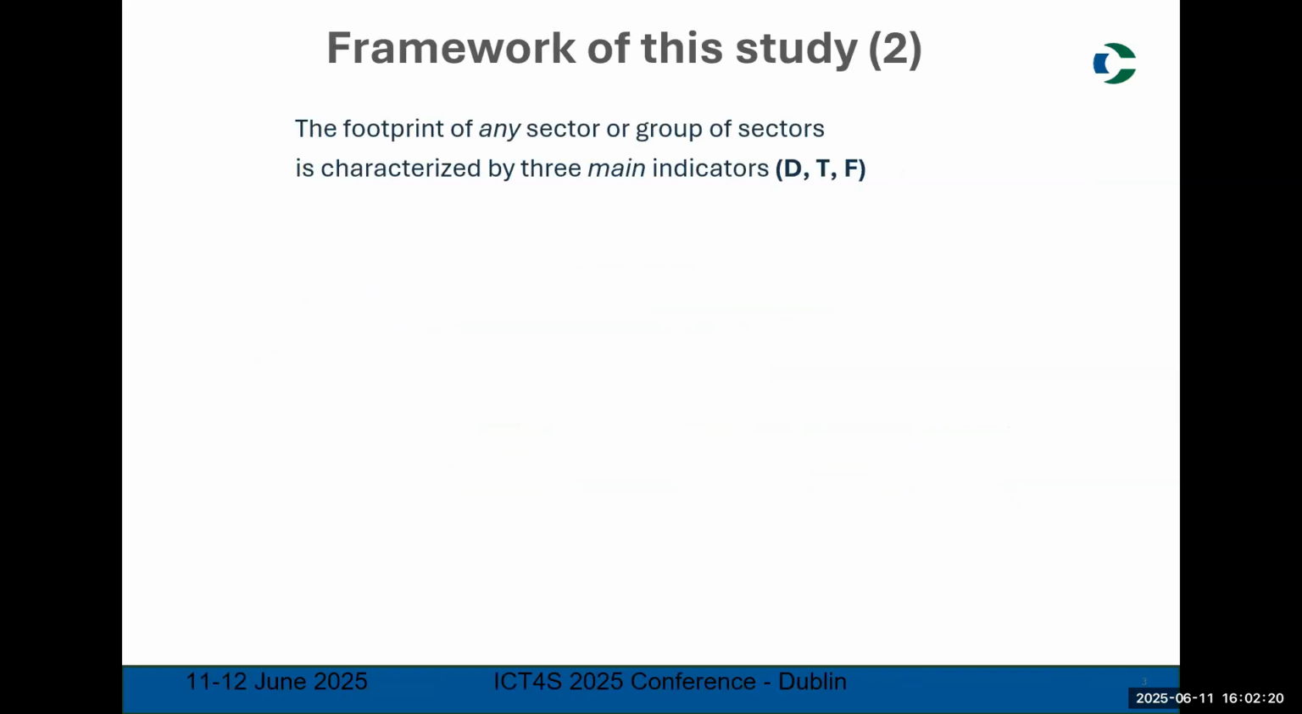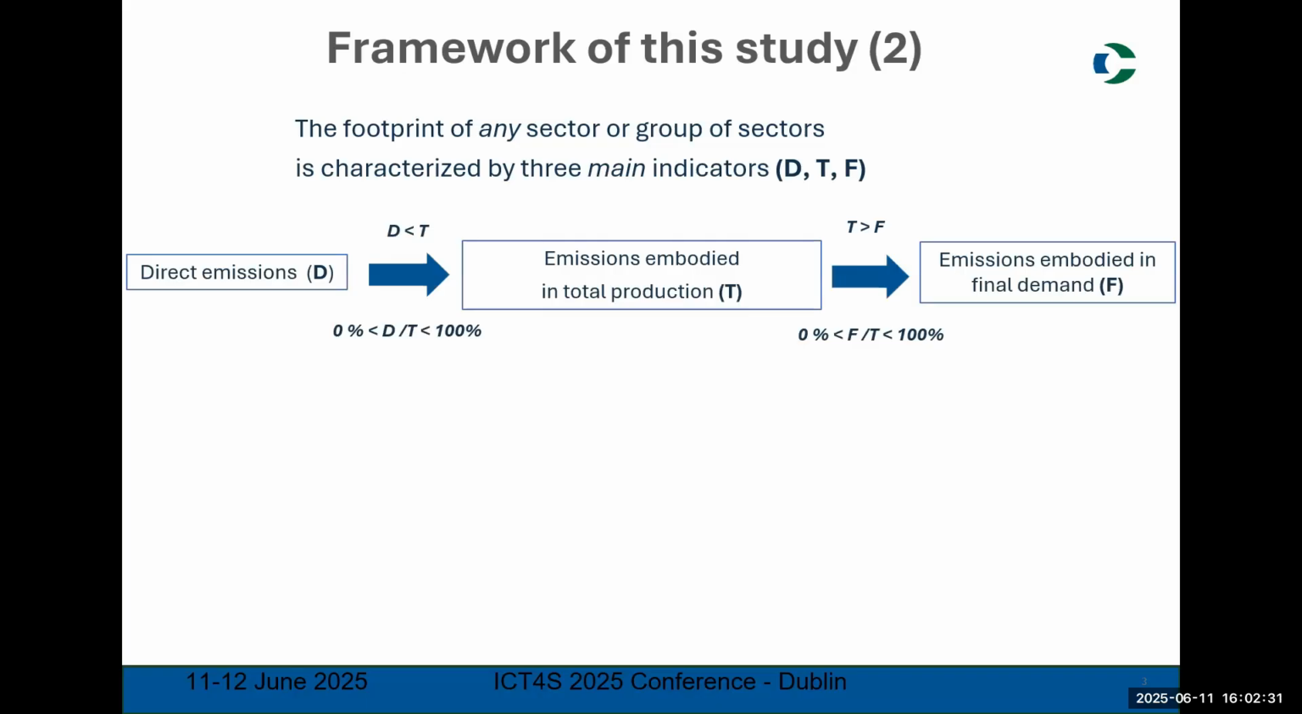So let me present and introduce you the three main indicators we are bringing and talking about. So first, direct emission D of the sectors. For instance, obviously the energy sectors emits when burning coal. On the right, you can see the emission embodied in final demand noted F.